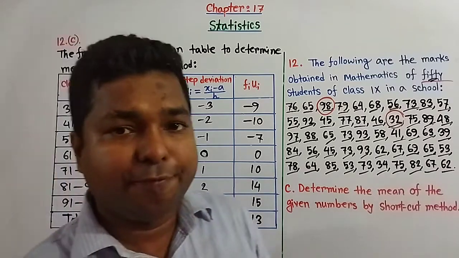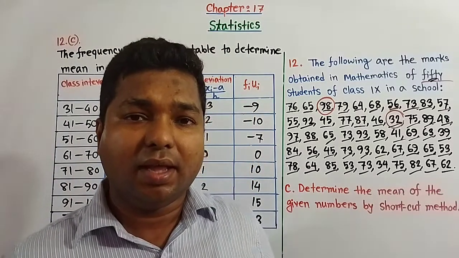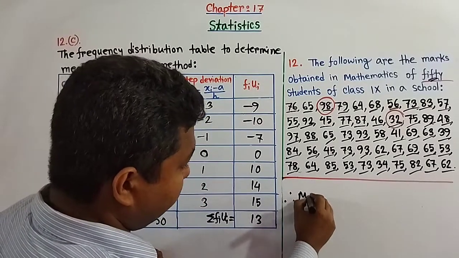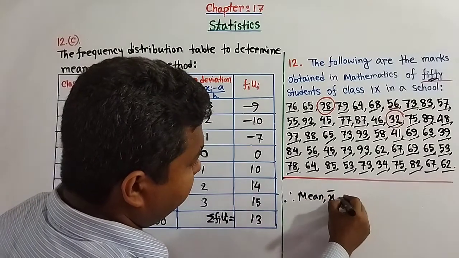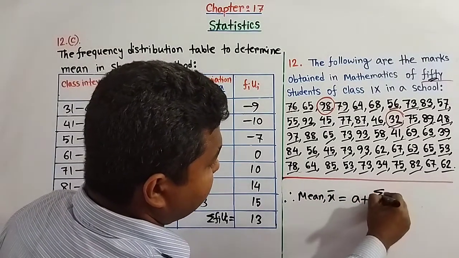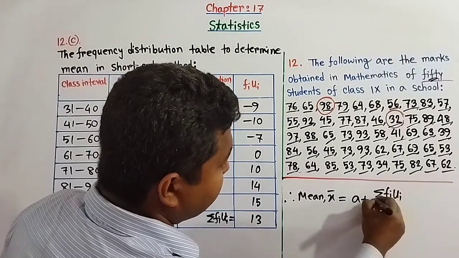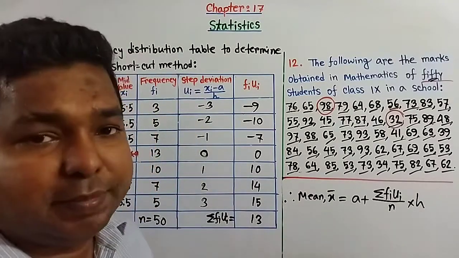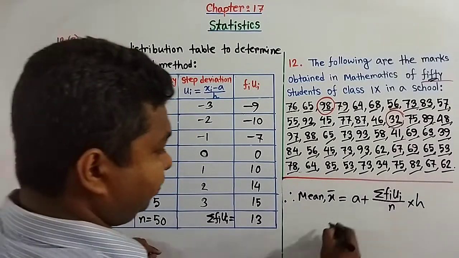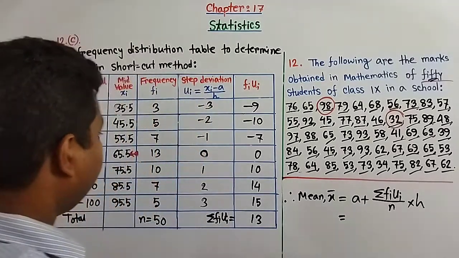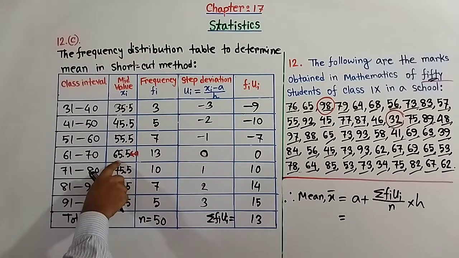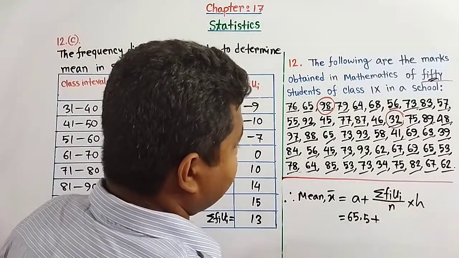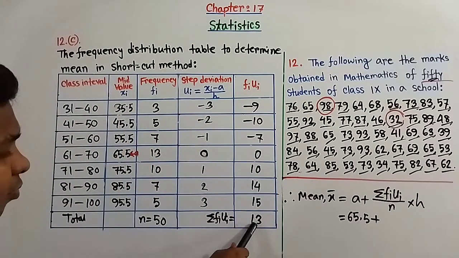Now by using the formula of the mean we will get the required answer. Therefore our required mean, x bar, equals a plus the summation of fi ui divided by n, into h. This is our formula of the arithmetic mean in the shortcut method. Here a is the approximate mean, that is 65.5. So we write 65.5 plus the summation of fi ui, and the value is 13.